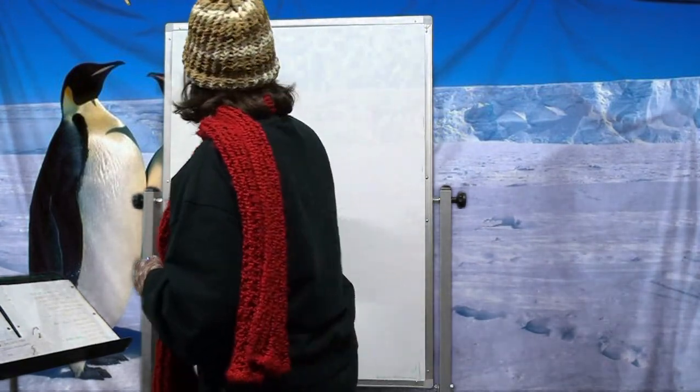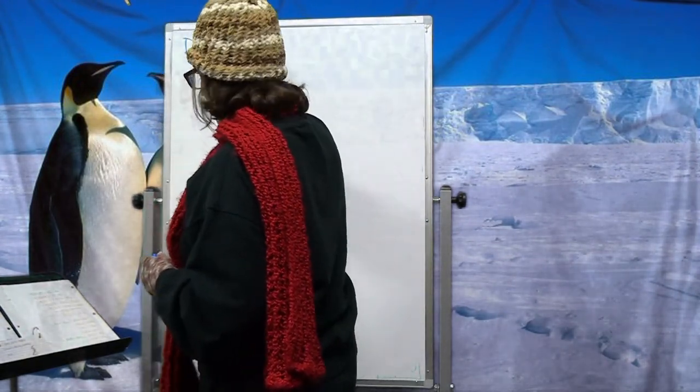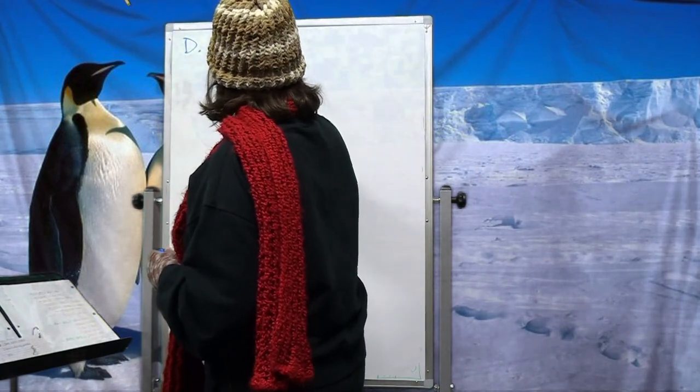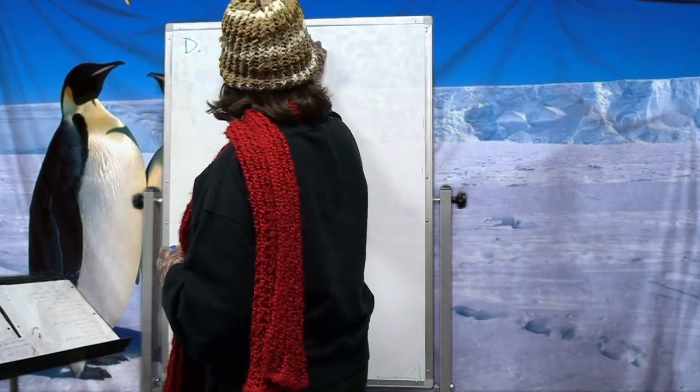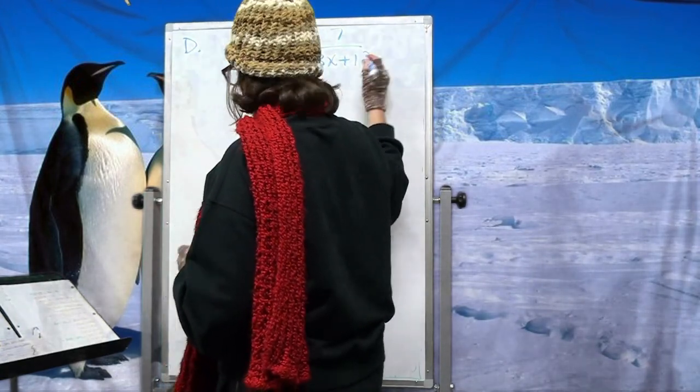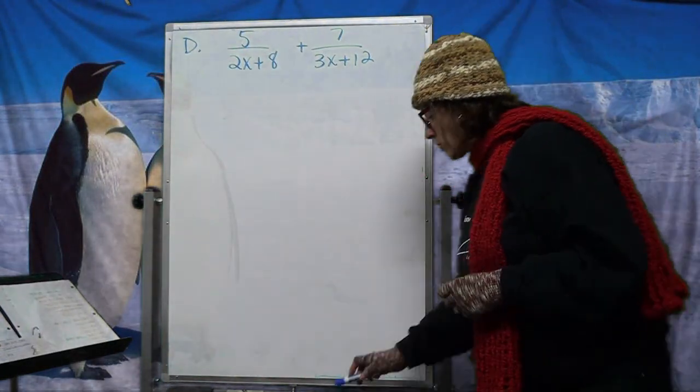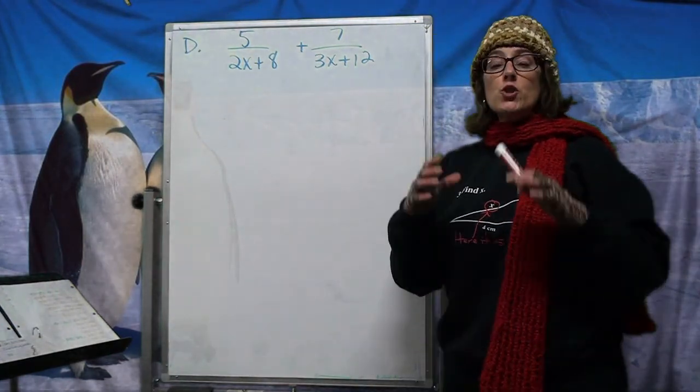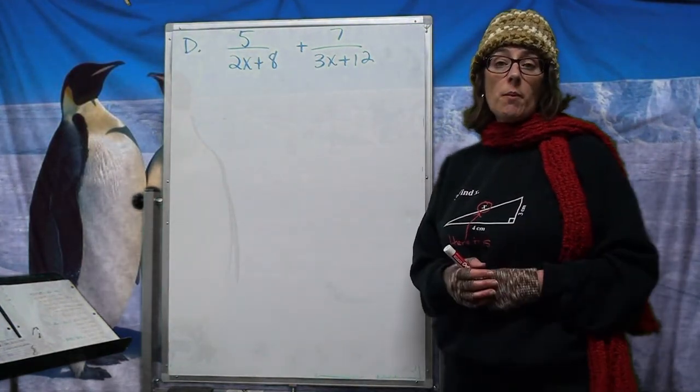So I like to do several examples for you to make sure we're very good at this. So I've got 5 over 2x plus 8 plus 7 over 3x plus 12, and I want to add those two rational expressions. Remember, to add fractions, I need to get common denominators.